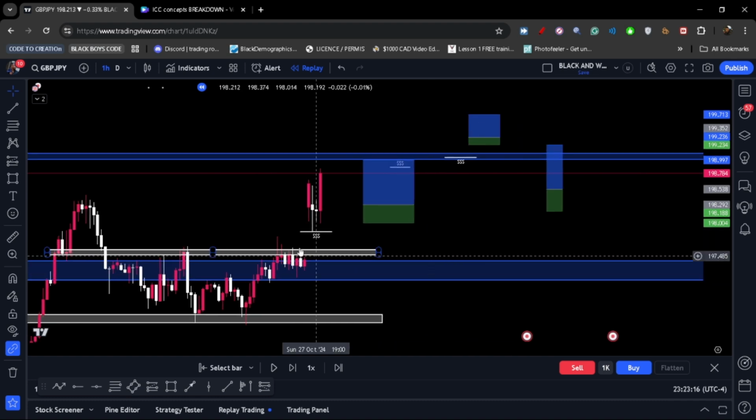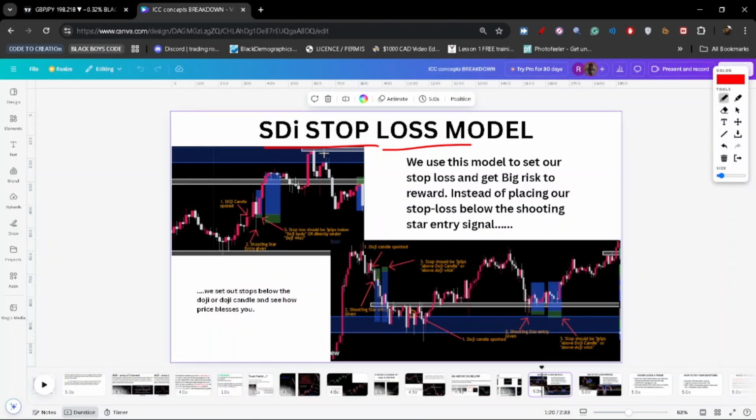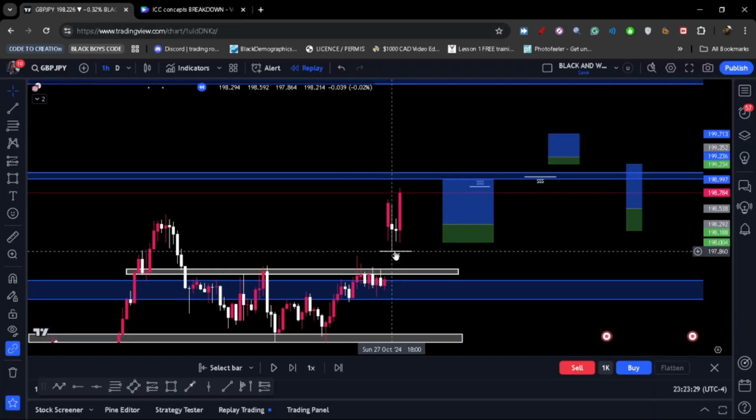Now this doji candle guys is basically what we call liquidity. That's basically what I founded. So as you can see guys, the stop loss model is essentially, number one, a doji candle being spotted. In this case here, we have a doji candle being spotted.